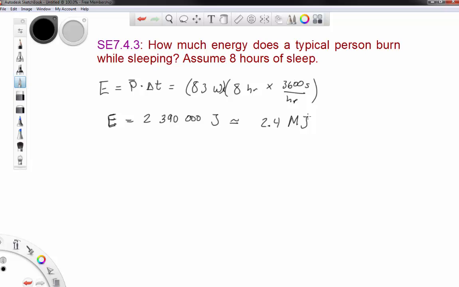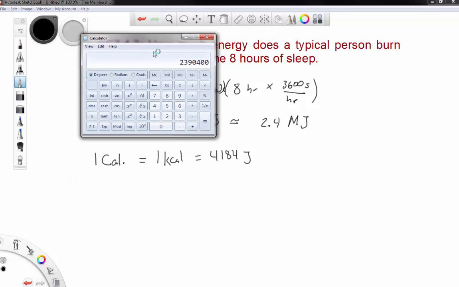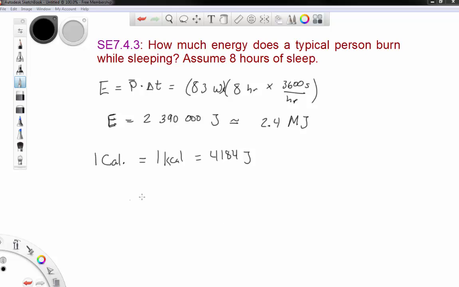You can also calculate how many calories that is. Remember that the conversion is 1 kilocalorie is 4,184 joules. The reason a kilocalorie is so important is that a kilocalorie is also defined as the food calorie. So this amount of energy that we've just burned while sleeping, we can now divide by 4,184, and we see that we need 571 food calories per day, just if we slept all day. So, energy for sleeping: 571 food calories.